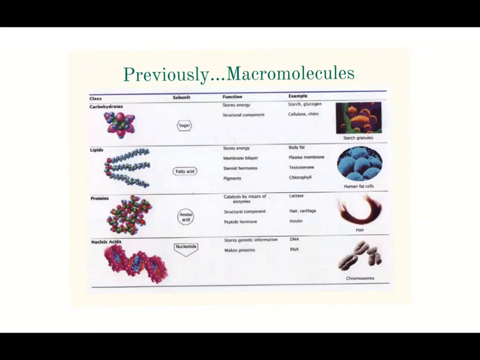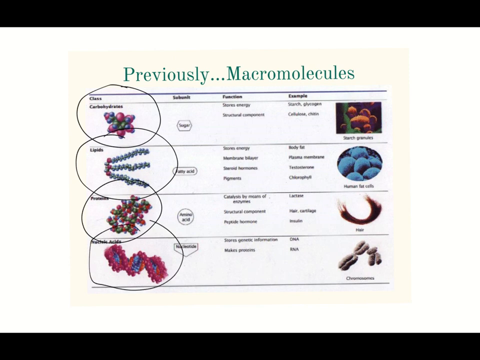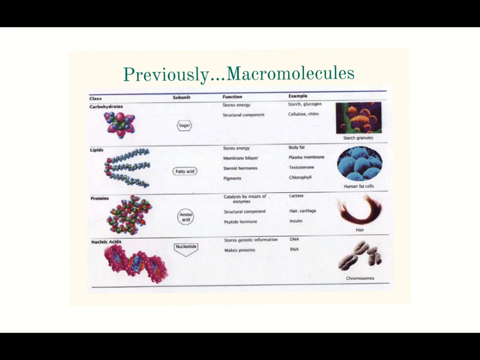In a previous homework, you learned about the four major macromolecules: carbohydrates, lipids, proteins, and nucleic acids. The purpose of the digestive system is to break these macromolecules down into their smaller subunits called monomers so that they can cross the cell membrane and be used by cells for energy, growth, and repair.